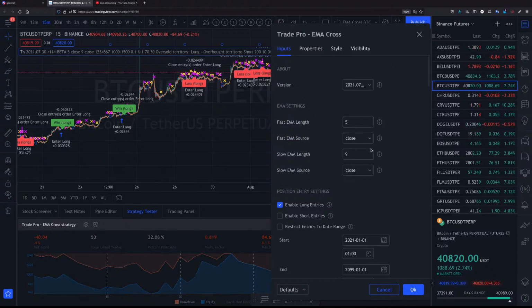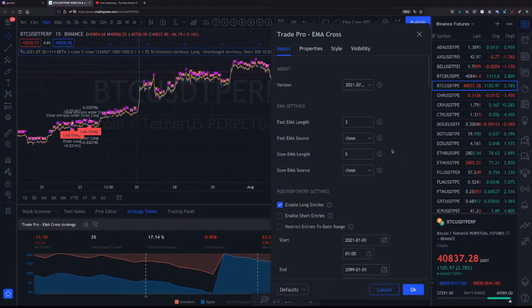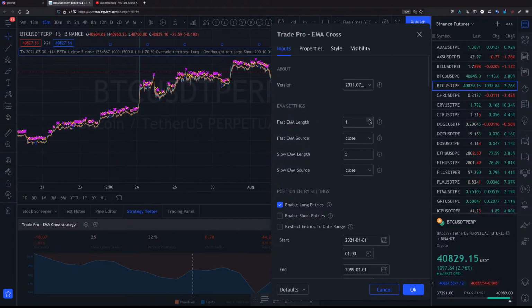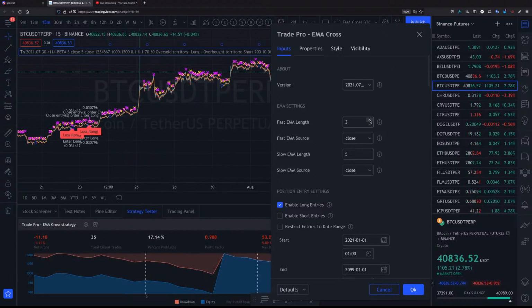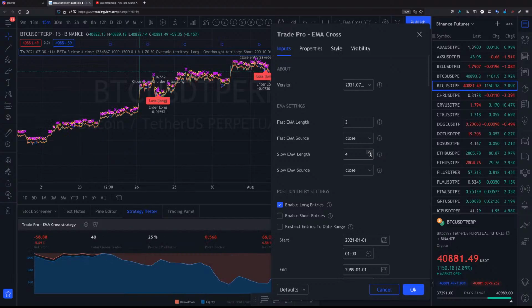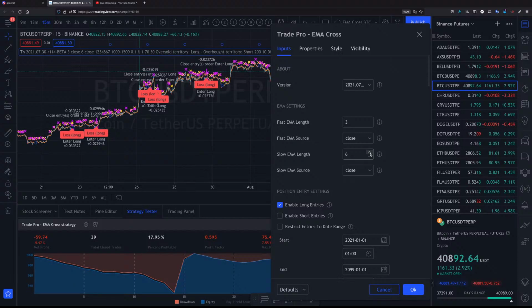Okay, let's go with less here and higher here. Let me try with something like 3 and 5. We will get a lot of trades. Yeah, not good. 2. 1. 1 is really low. Not even working. 3 and 4. Nah. It's like a dance all the time. They're crossing each other. It doesn't make sense.